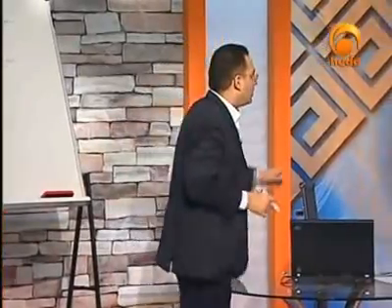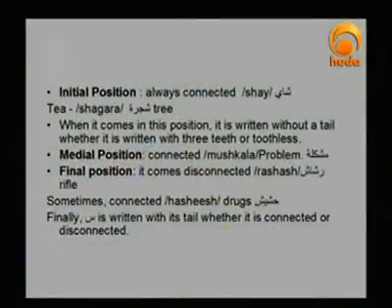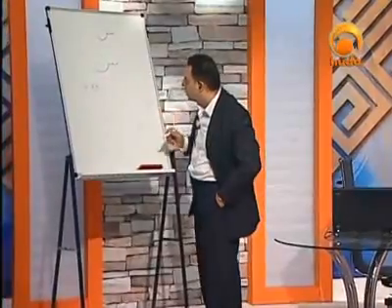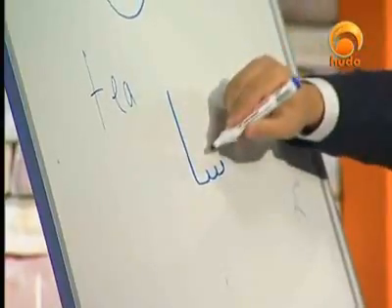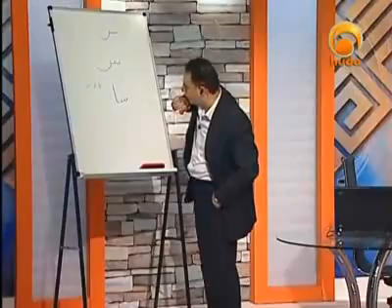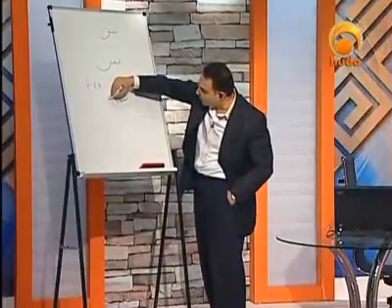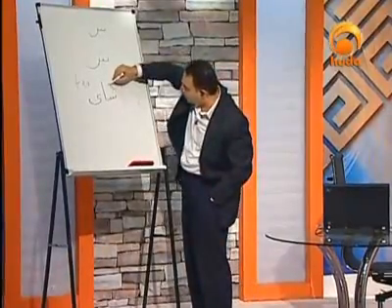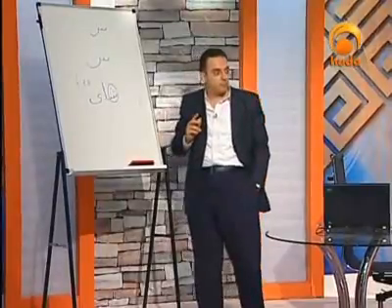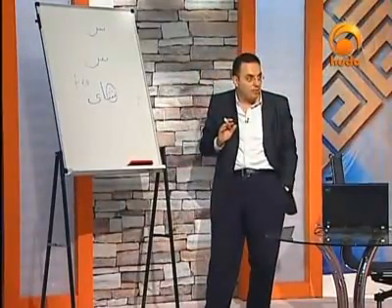Now let's see here. Sha, when it comes in the initial position, it says in the slides, it's always connected. Like, for example, the word shagara or the word shay, which means tea. If you like to drink some tea, here it is. So we say shay. Let me just write that here. So we have three dots here. Okay. And then we have alif. And then we have ya. We can discuss more about ya. The final alphabet in Arabic is ya. But my focus here, can you see that? So it's shay.